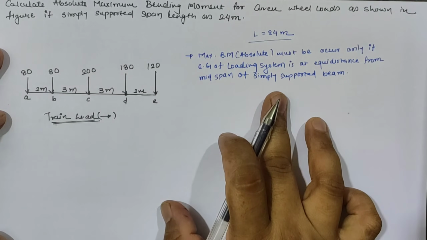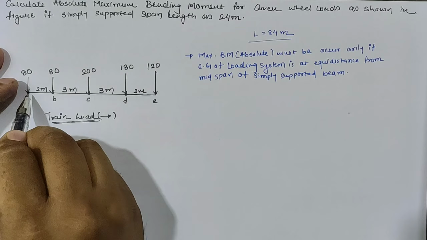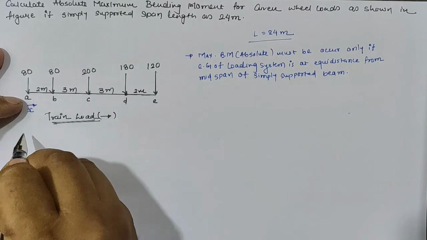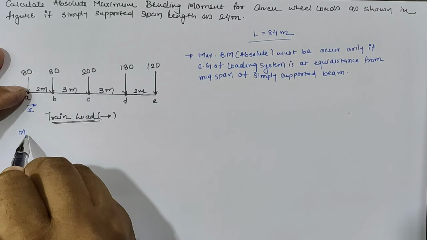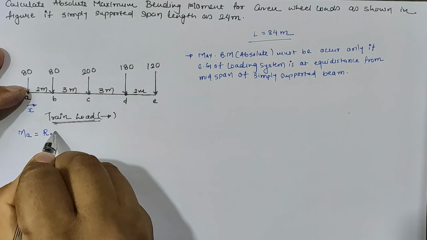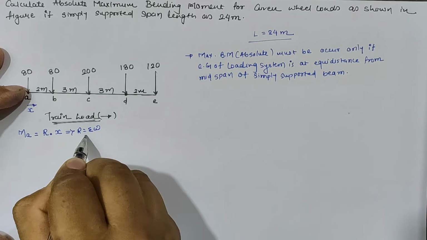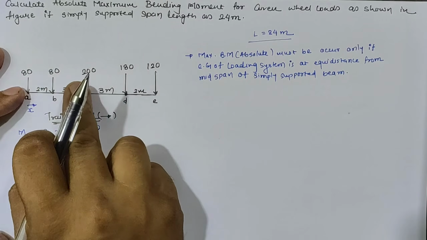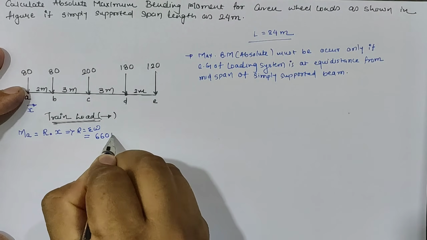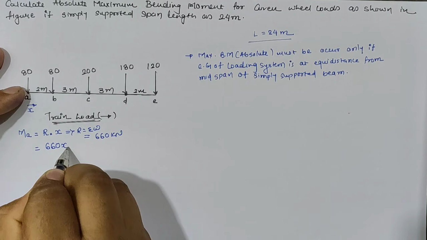For that, we have to find the CG of the loading system. So let us assume that from A, the resultant is at distance x. Hence, if we take the moment at point A, it is equal to R into x, where R is equal to sigma W, which is equal to 80 plus 80 plus 200 plus 180 plus 120, which is equal to 660 kilonewton. Hence moment at A is 660 into x.